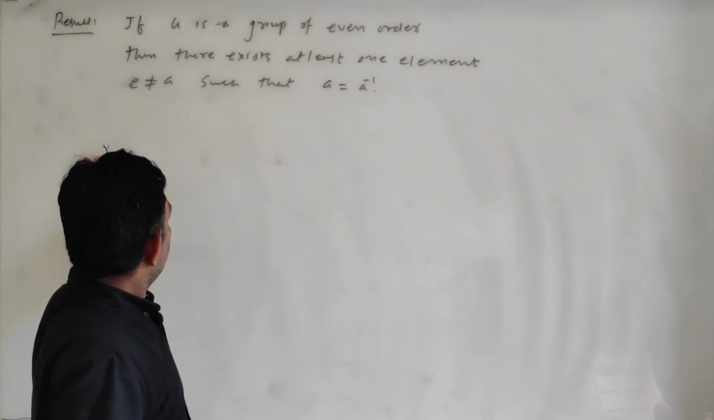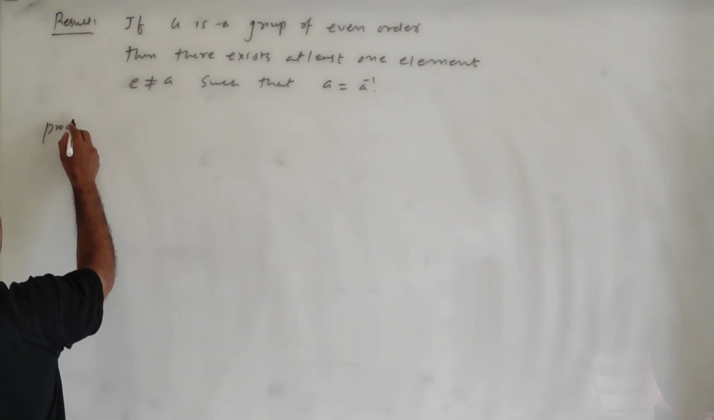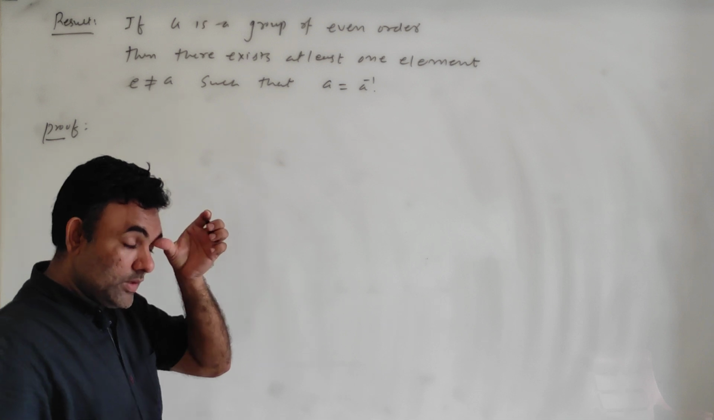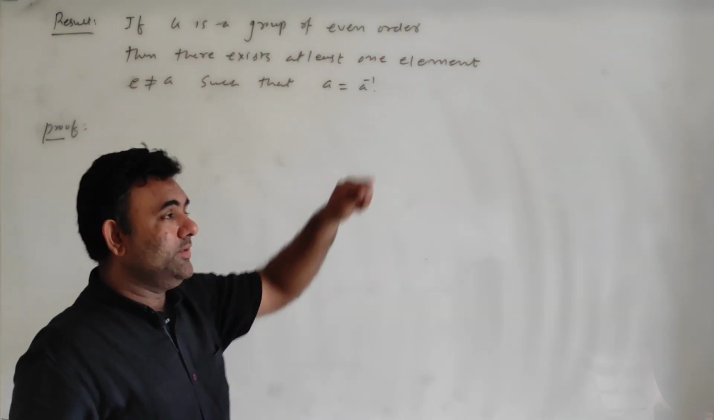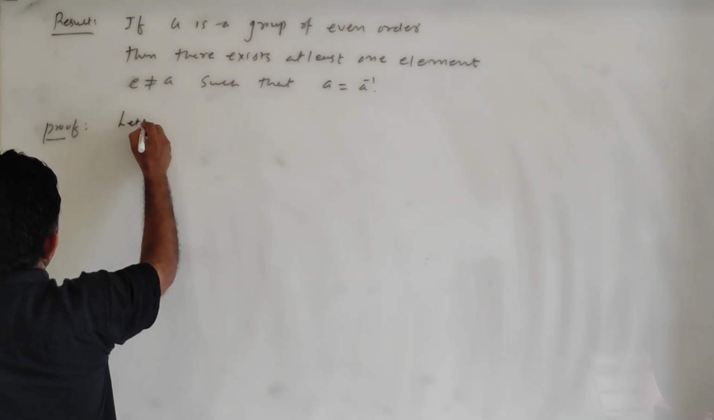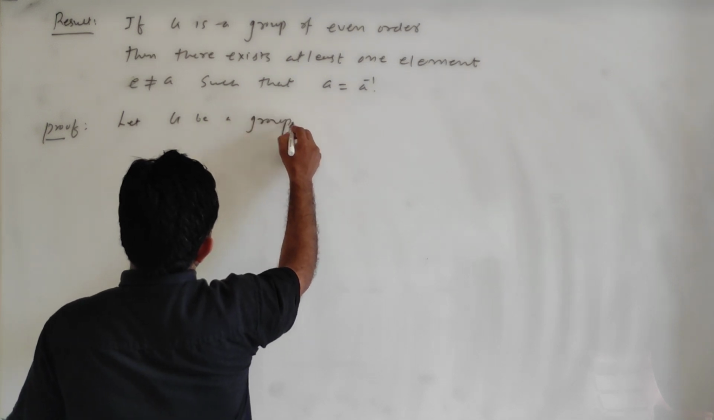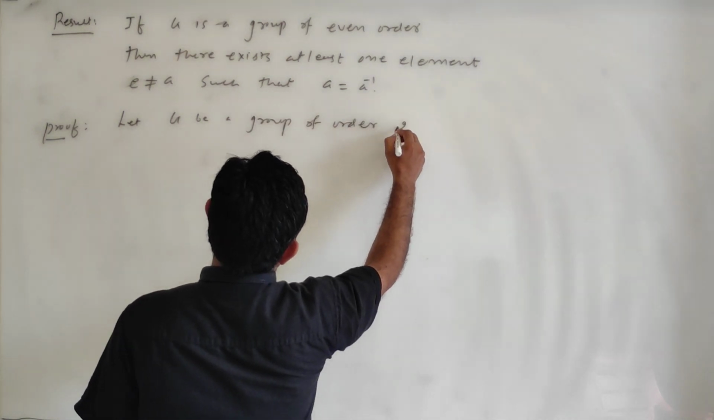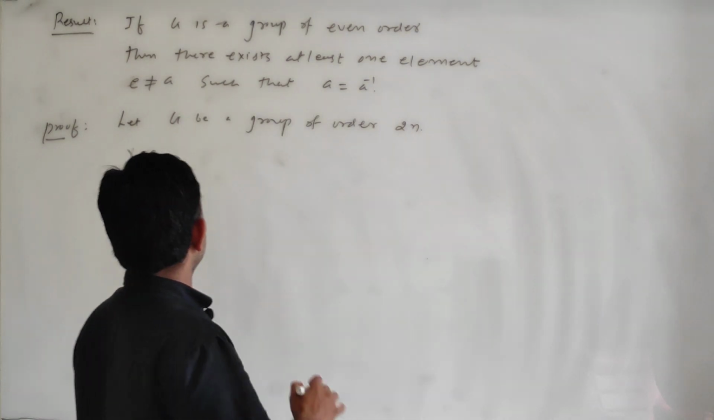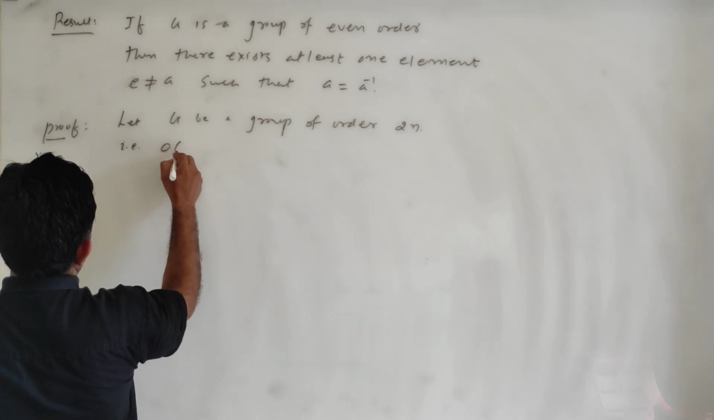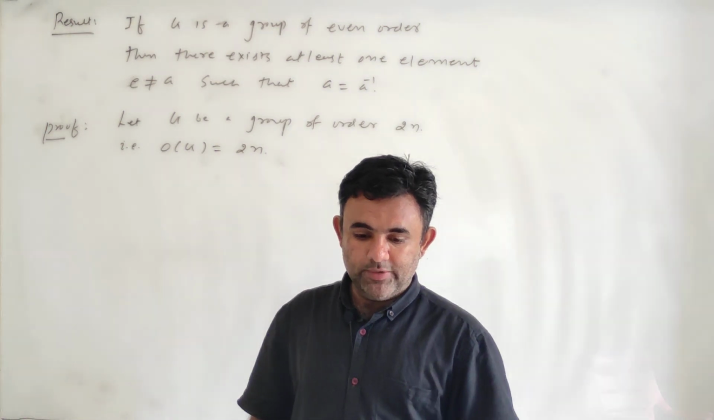So the logic is very simple. So let us give the proof. I have to start with a group whose order is even. So let G be a group of order 2n, n is some positive integer. So 2n is always even. So order of G is 2n.